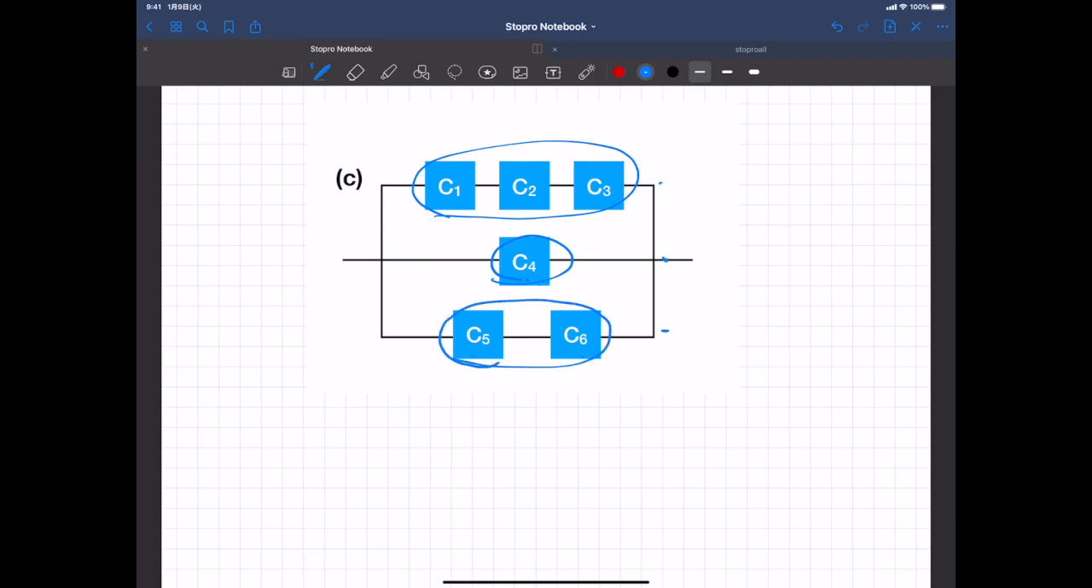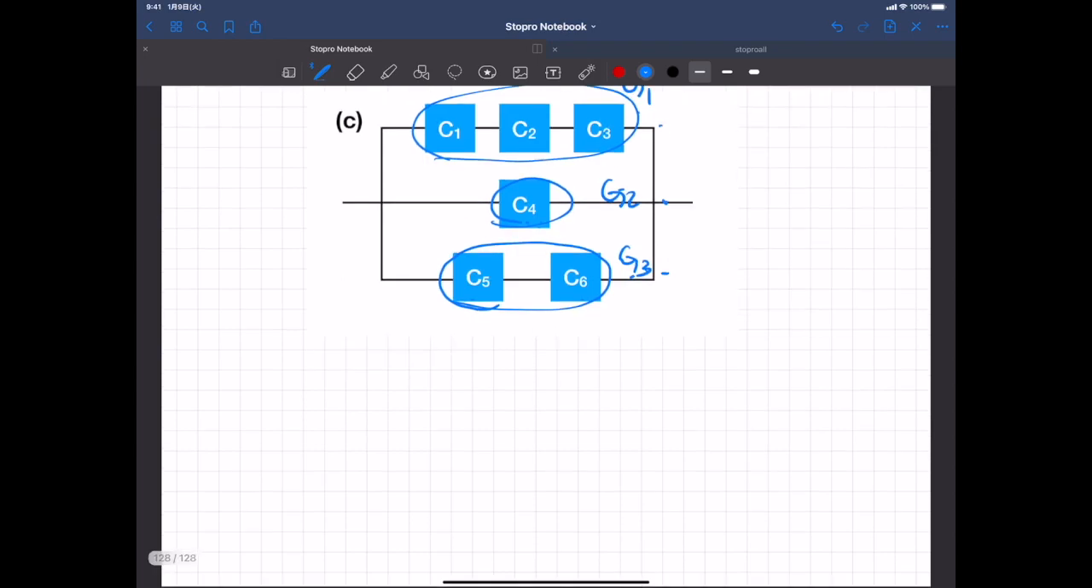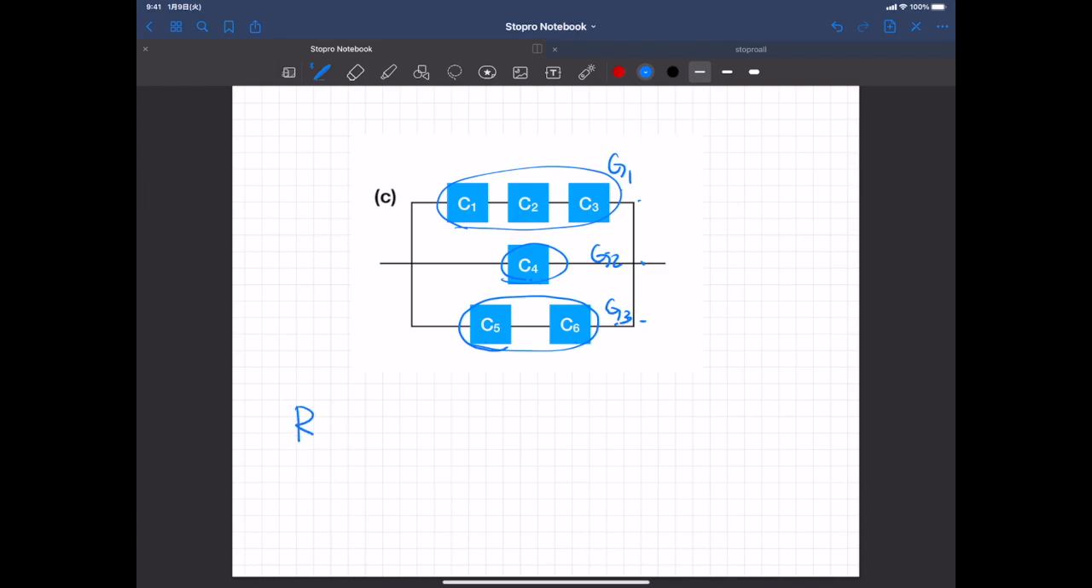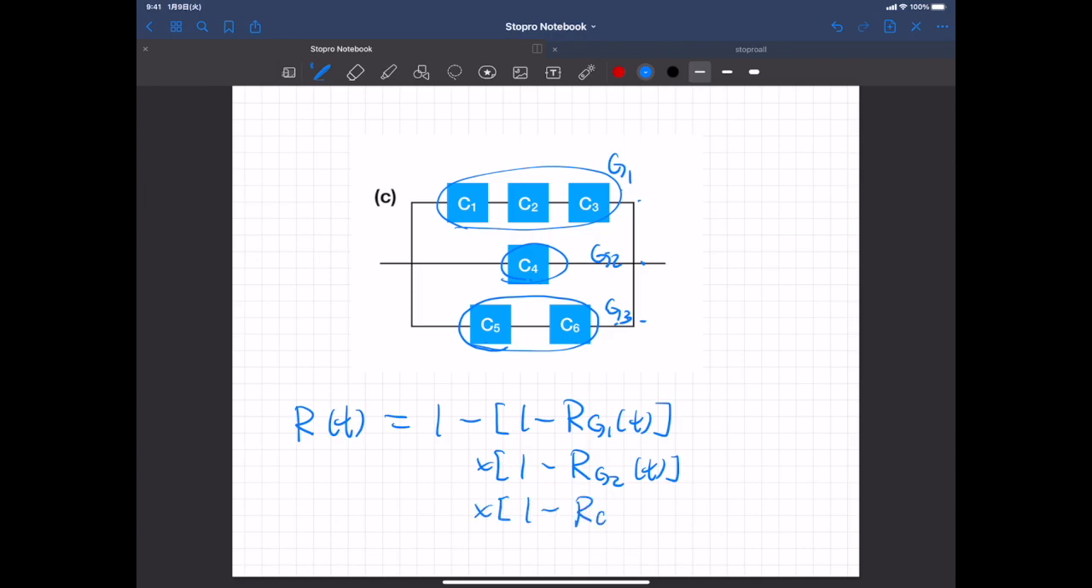So basically we have 3 components in parallel. In that case, let's say this is group 1, group 2, and group 3. Okay, so we can apply the logic of the parallel system, in which case the reliability function should be something like this. So for the first group, we have 1 minus the reliability of the first group, times 1 minus the reliability of the second group, times 1 minus the reliability of the third group.